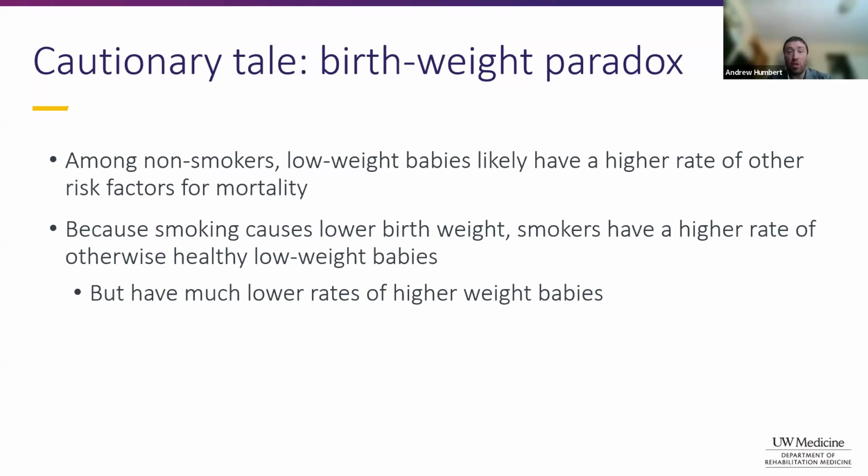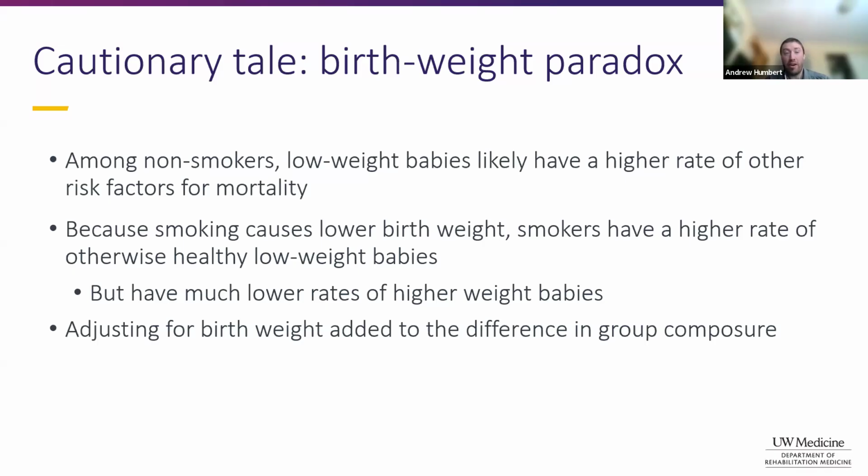But because smoking causes lower birth weights, smokers tend to have a higher rate of otherwise healthy babies who are now low weight. If they weren't smokers, that baby would have been a normal weight. But because smoking causes the birth weight to decrease, you're taking otherwise normal weight, healthy babies and putting them in the low weight category because of the effects of smoking. So we have lower rates of higher weight babies, but a higher rate of low birth weight babies who do not have any other risk for mortality other than their mother was a smoker. That's the only risk factor they have.